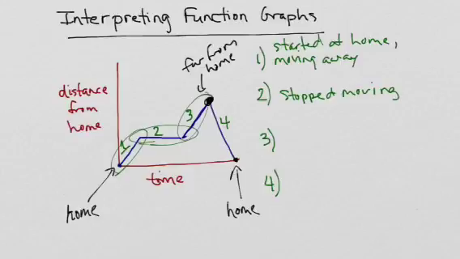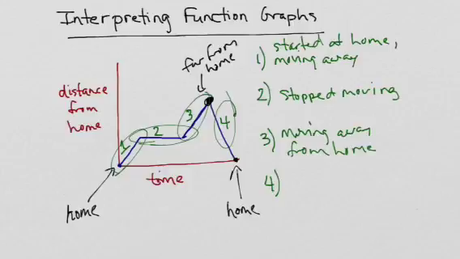All right, number 3. Now we're moving again. And again, which way are we moving? Well, we're moving away from the bottom of the graph, so we're moving away from home. So again, we are now moving away from home.